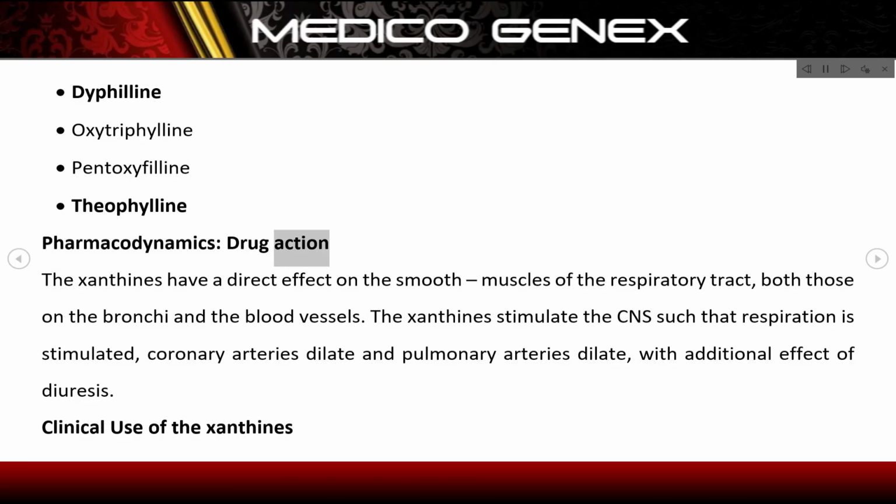Pharmacodynamics, drug action. The xanthines have a direct effect on the smooth muscles of the respiratory tract, both those on the bronchi and the blood vessels. The xanthines stimulate the CNS such that respiration is stimulated, coronary arteries dilate and pulmonary arteries dilate, with the additional effect of diuresis. Clinical use of the xanthines.